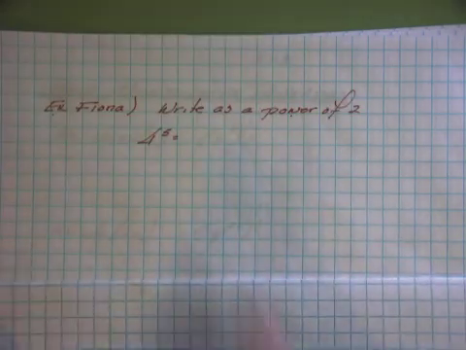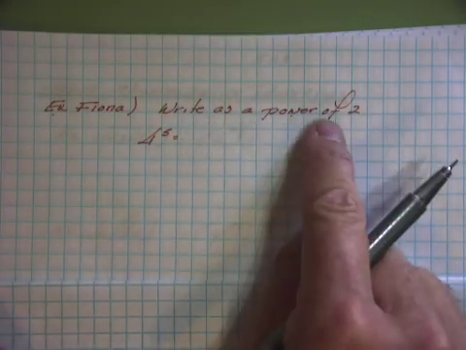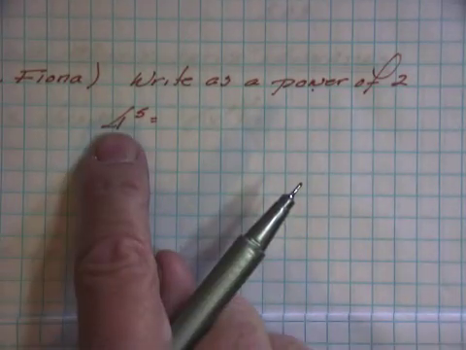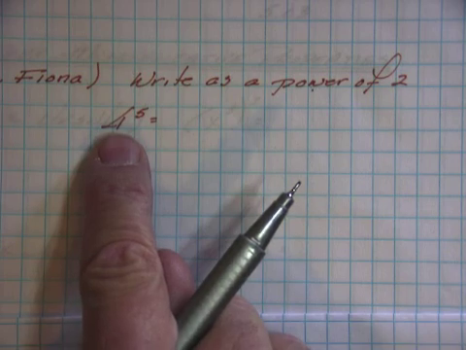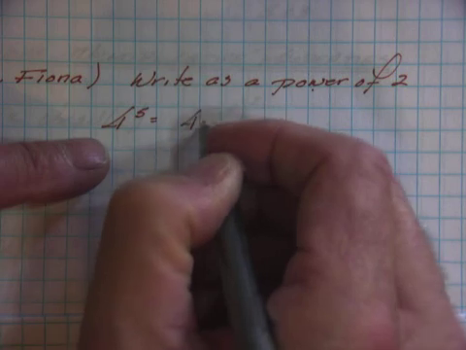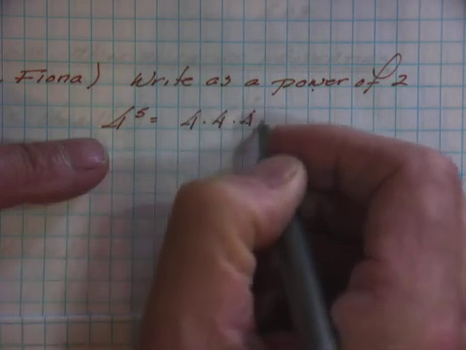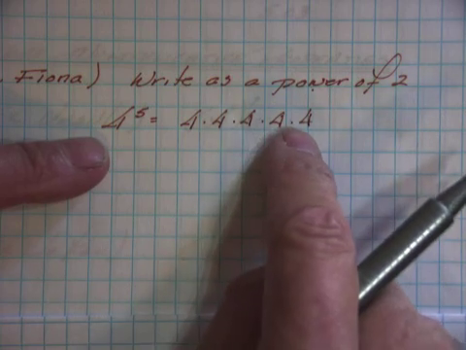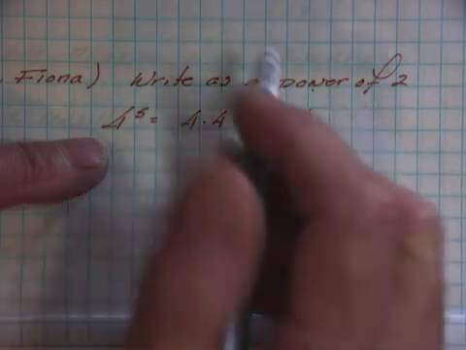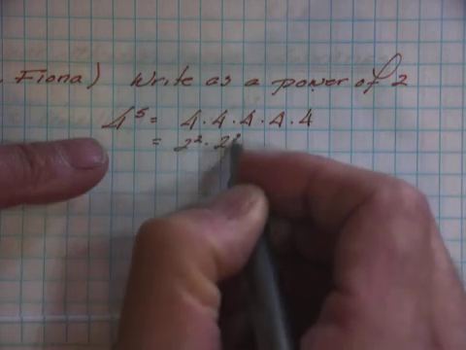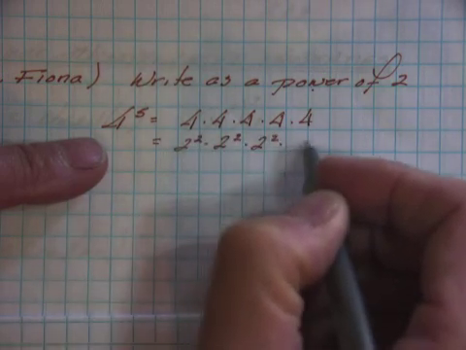So we've got example Fiona. Okay, so now we've got Fiona, and this is a different type of problem. It says write as a power of 2. So we've got this expression. What we want to do is change it so that instead of 4 as a base, we want 2 as a base. Well, 4 to the 5th is 4 times 4 times 4 times 4 times 4. So 4 times itself 5 times.